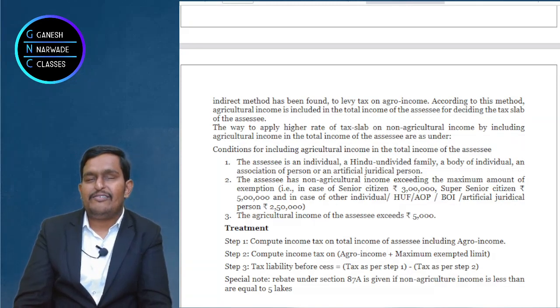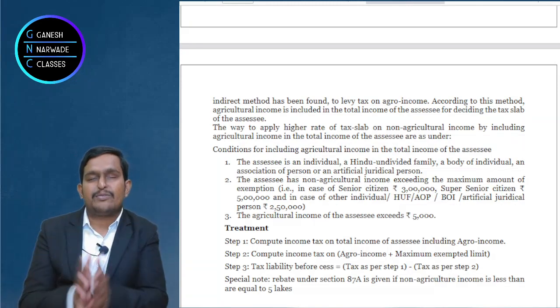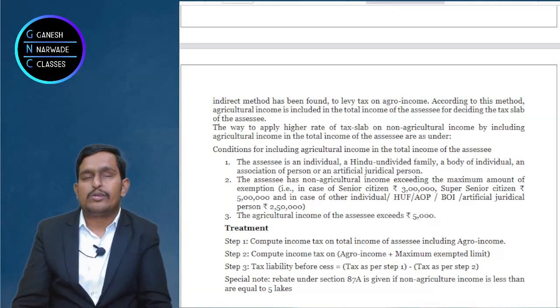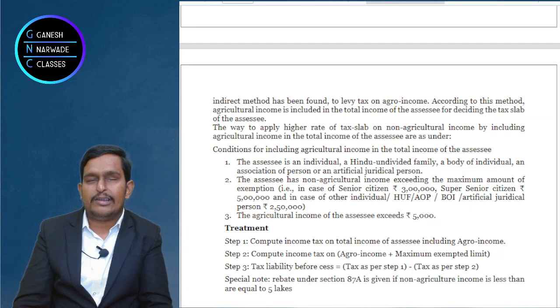With this, we completed all the theoretical aspects of agriculture income. Now let us solve some problems to boost the confidence. I feel you understood everything, right? Chalo, take care.